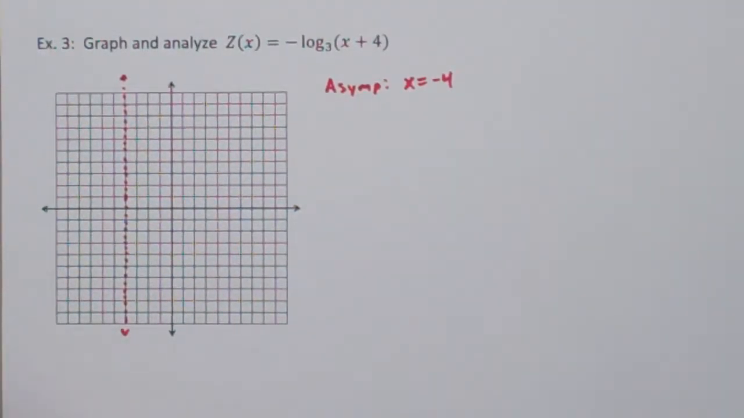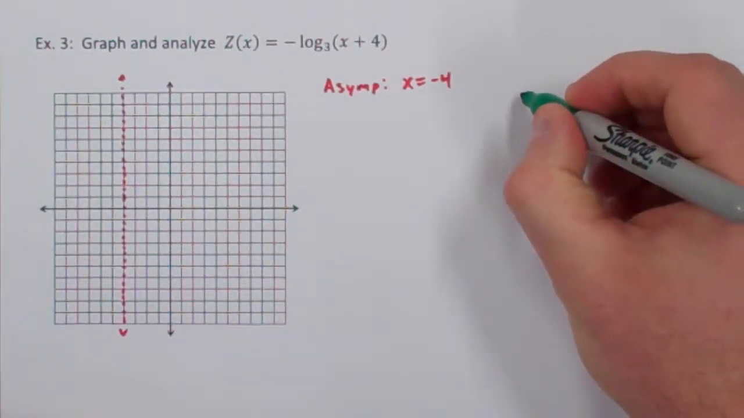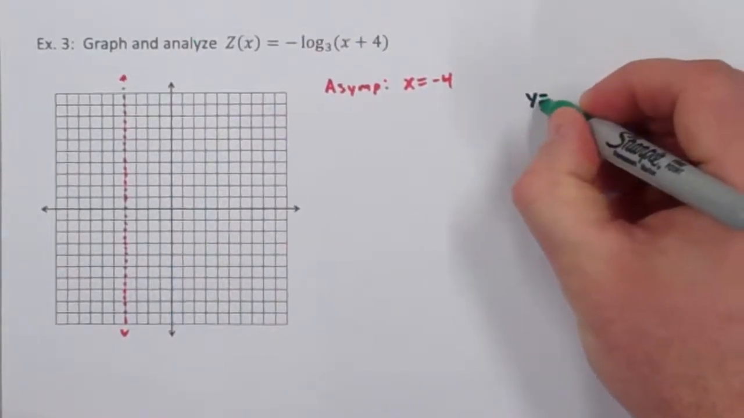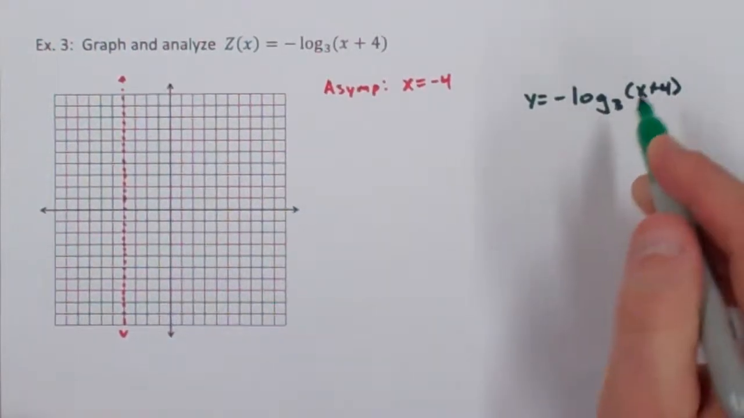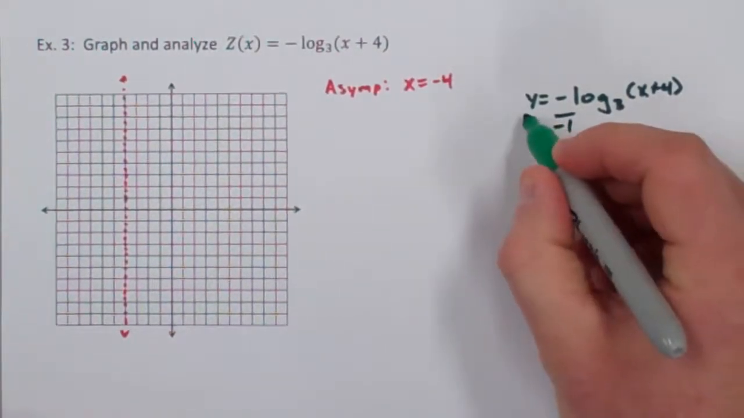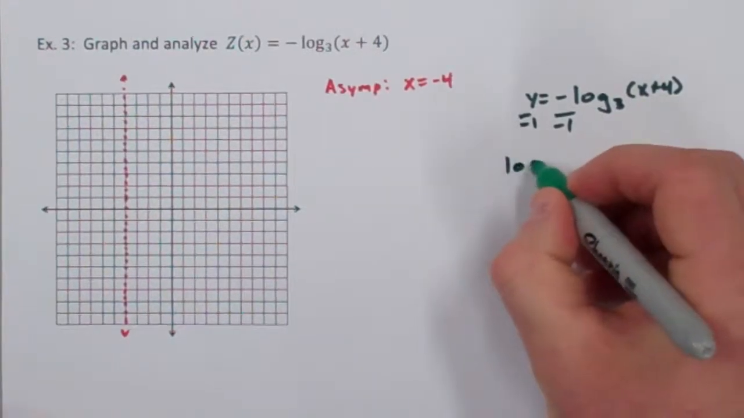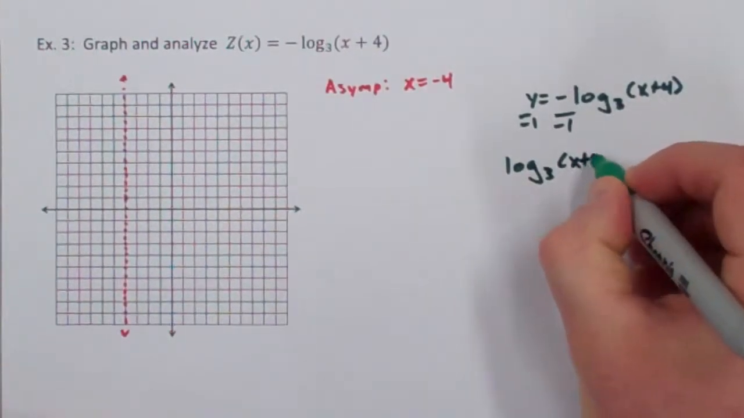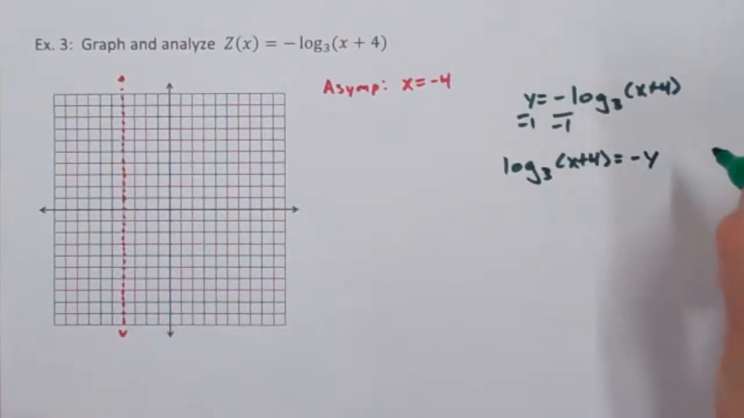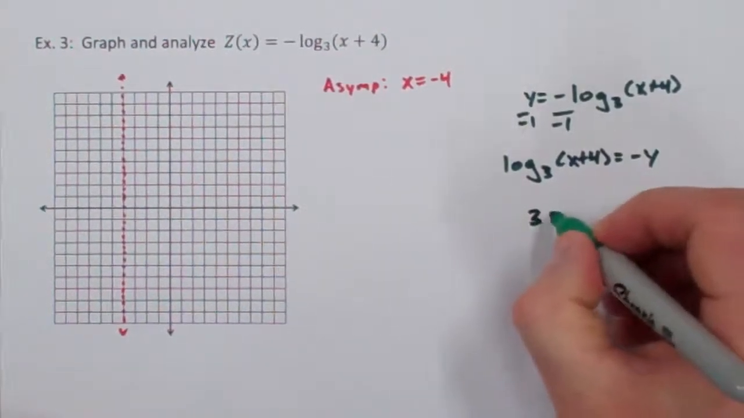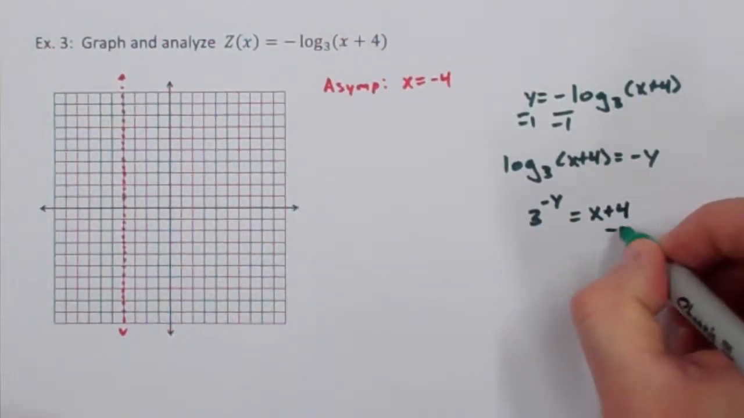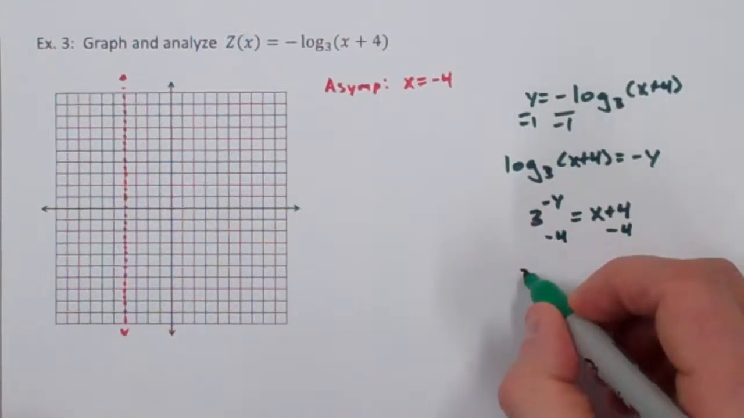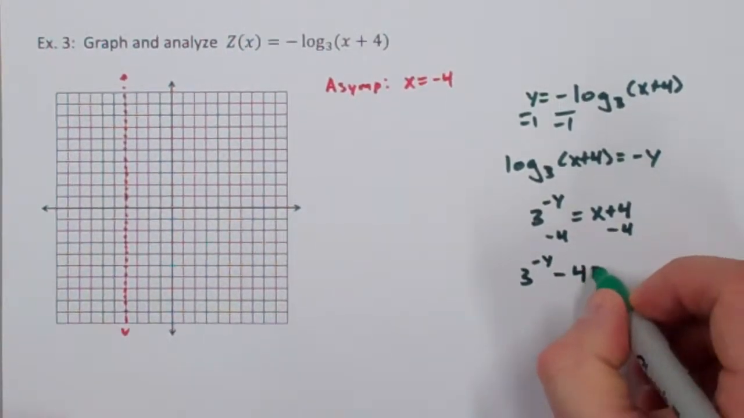To continue with the graphing part, we can solve this equation for x, and we're going to make z of x y. So that'll be negative log base 3 of x plus 4. To solve for x, we need to first get rid of this negative sign, and we'll have log base 3 of x plus 4 is equal to negative y. Then we're going to change this into exponential form, so it's 3 to the negative y power is equal to x plus 4, and then subtracting 4, we'll finally have x by itself.